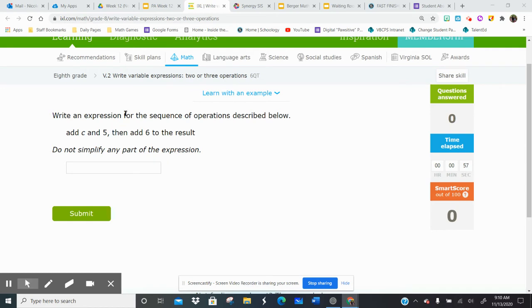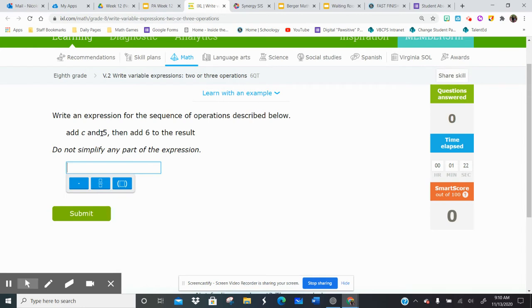Write variable expressions with two or three operations. When we're translating verbal expressions, to translate means you take something from one language and put it into another language. When we translate variable expressions, we're taking a sentence written in words and making it a number sentence. So it says, write an expression for the sequence of operations described below.